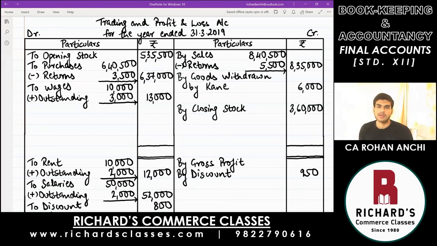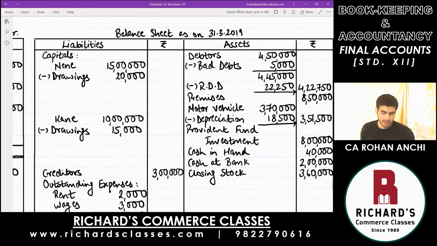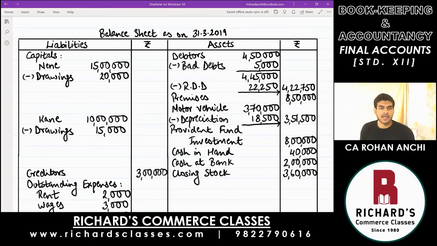Second effect, all types of drawings will reduce the capital. We have already reduced drawings from capital. Now second time we will again deduct, but this time only for Kane. So there write down below minus drawings. In the bracket you can write goods. Amount is 6,000. That's it. Two effects are done.